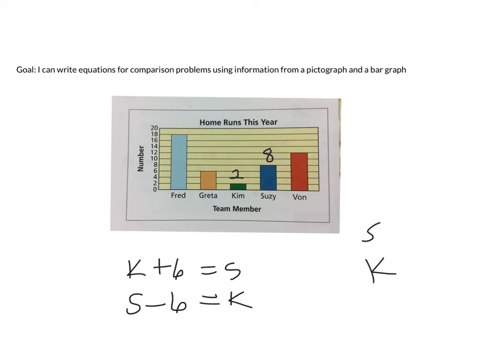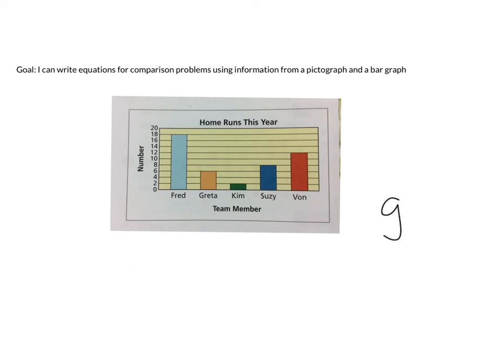Now I want you to go ahead and open up your workbooks to page 206, and we're going to look at number 7. Number 7 says, write a multiplication equation and a division equation that compare the number of home runs Greta hit using the letter G and the number of runs Fred hit using the letter F. Let's first take a look at how many home runs each of these people hit. So it looks like Greta hit 6 and Fred hit 18.